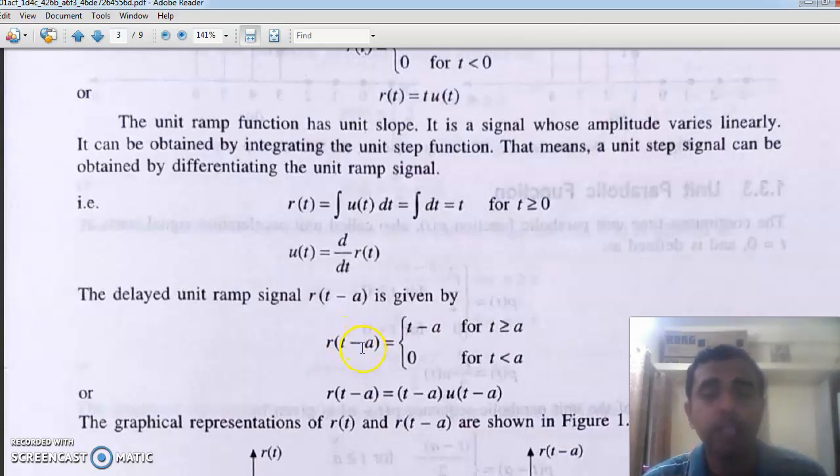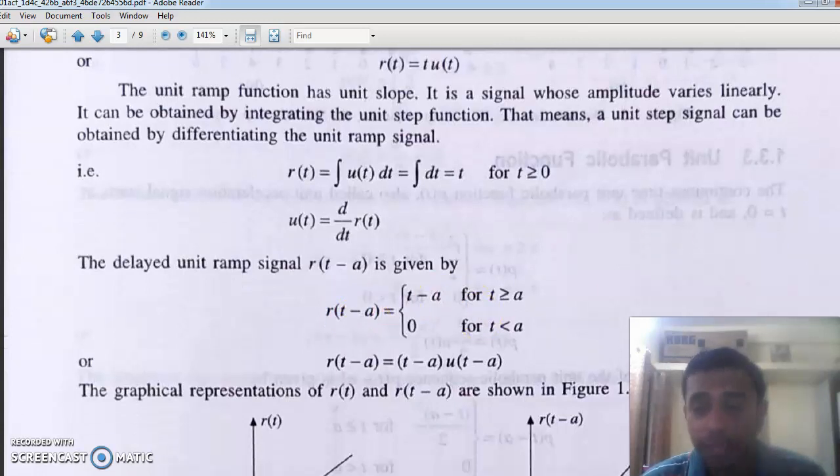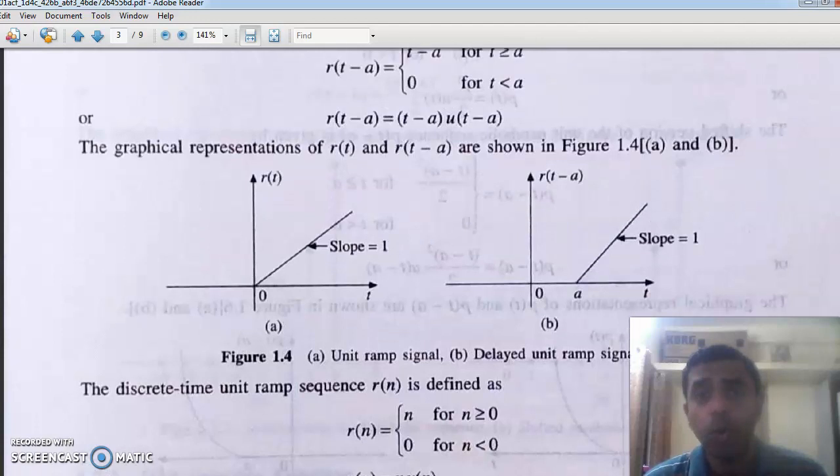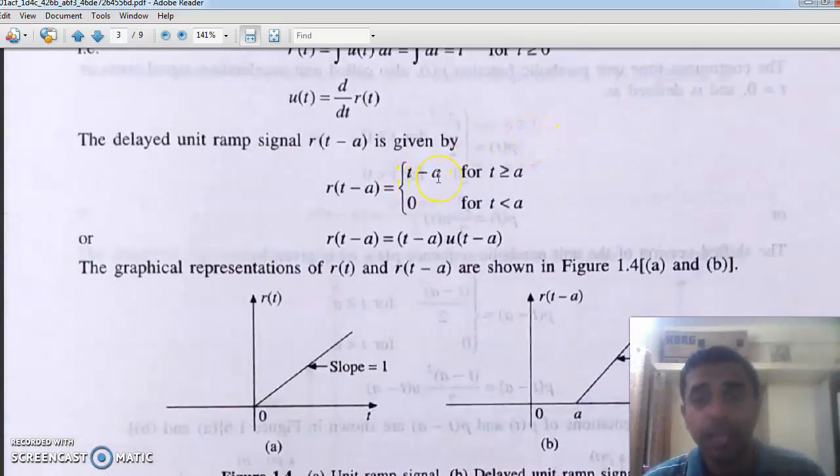Now likewise, next one, what is r of t minus a? Put the argument equal to 0, that is t minus a is equal to 0, that is t is equal to a. That is the point where r of t starts, that is, it is shifted by a seconds. Thereafter the slope is 1. Now what is the definition here? The value of r of t minus a is t minus a for t greater than or equal to a, and otherwise it is 0. So how can it be written in terms of the step function? There it was t, now it is t minus a. There it was u of t, here it is u of t minus a.